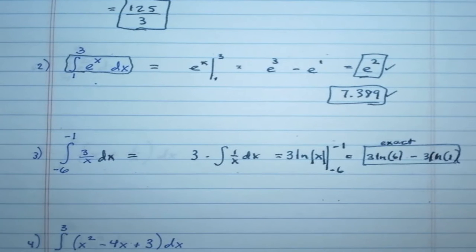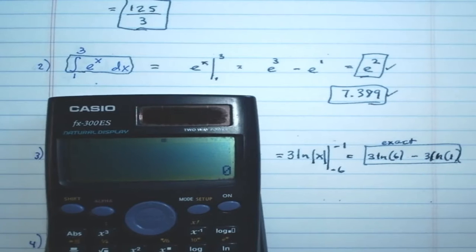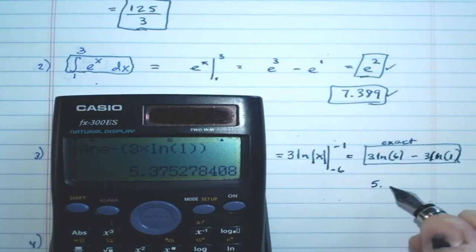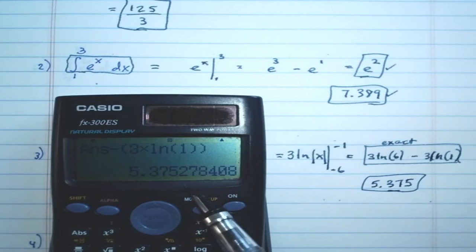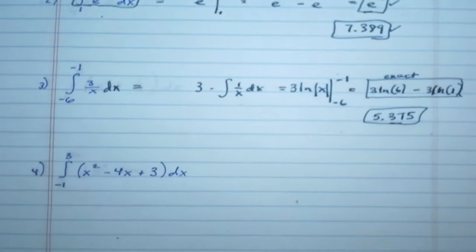Now my approximate answer, I'd have to take the handy-dandy pocket brain here and type these in. So 3 times natural log of 6 minus 3 times natural log of 1. And I get 5.375 if I round that to 3 decimal places, because there's a 2 after that 5, so I round down. Okay? Cool.